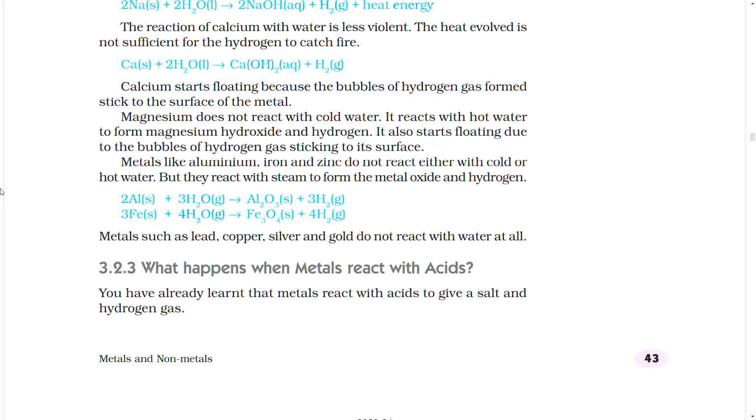Metals like aluminium, iron and zinc do not react either with cold or hot water, but they react with steam to form the metal oxide and hydrogen. 2Al(s) + 3H2O(g) → Al2O3(s) + 3H2(g). 3Fe(s) + 4H2O(g) → Fe3O4(s) + 4H2(g). Metals such as lead, copper, silver and gold do not react with water at all.